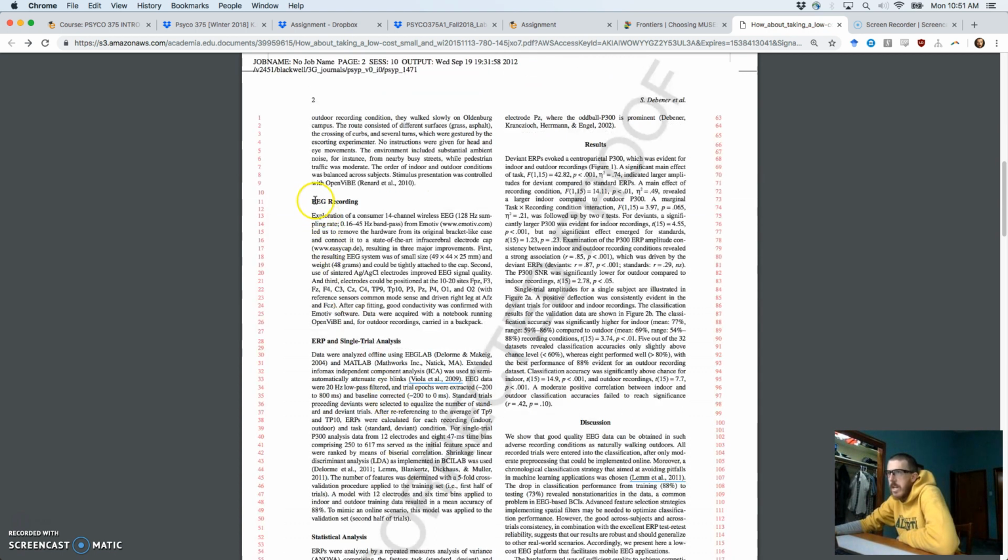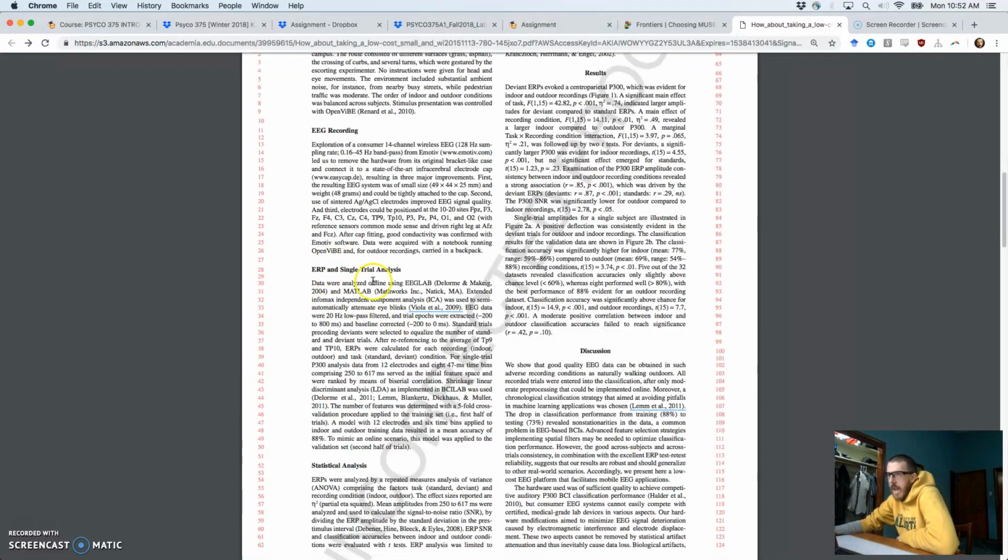Then it talks about the EEG hardware itself. So they used this 14-channel EEG system, and they fixed it in this certain way so they could use it. They used these electrodes at these electrode locations. Then they connected them in this certain way. And again, they used this software.